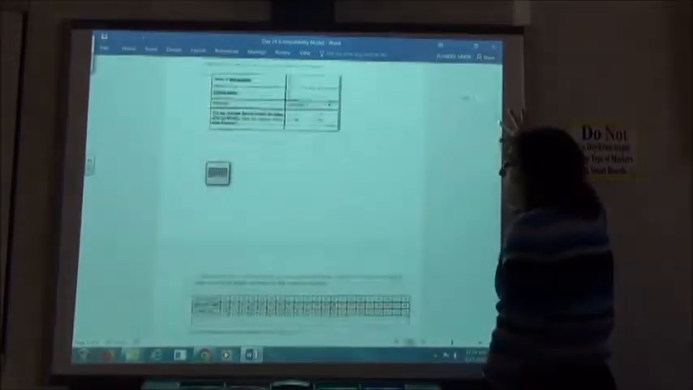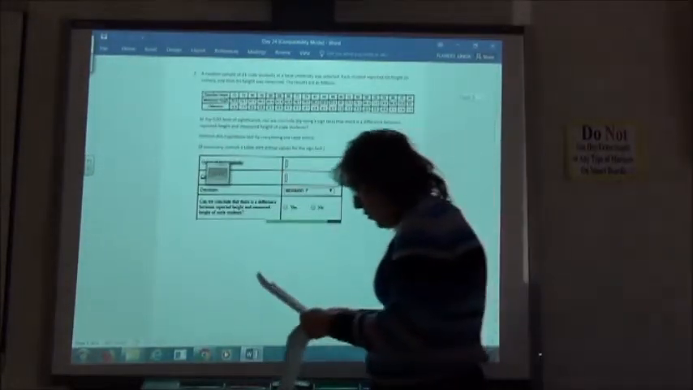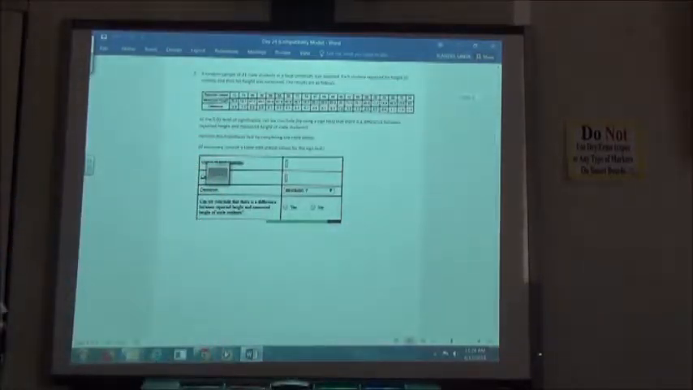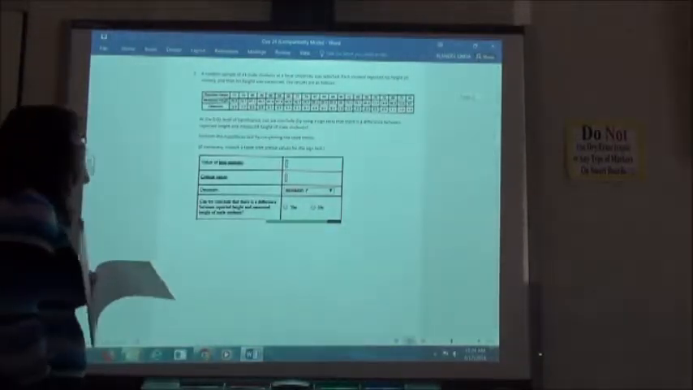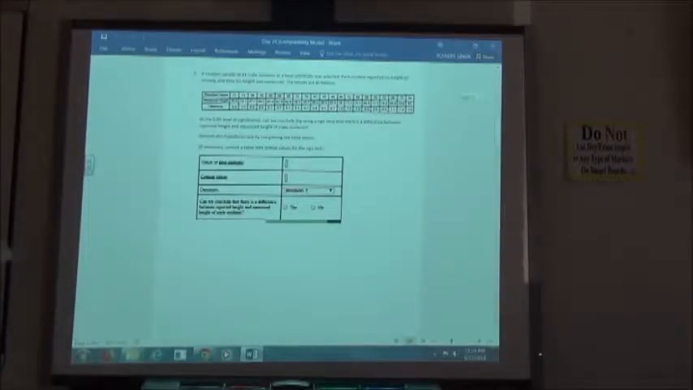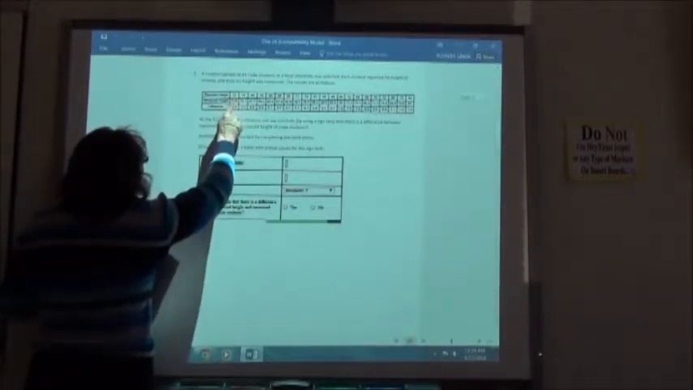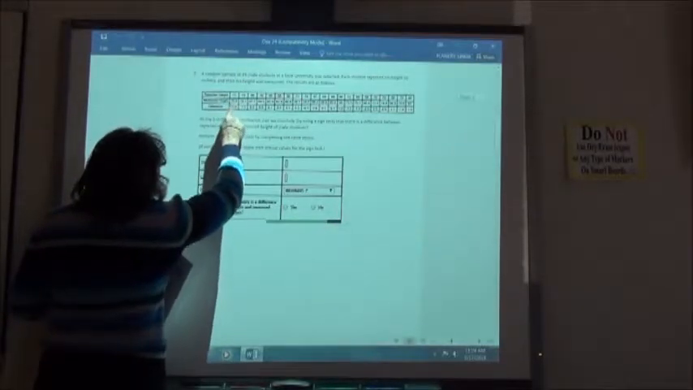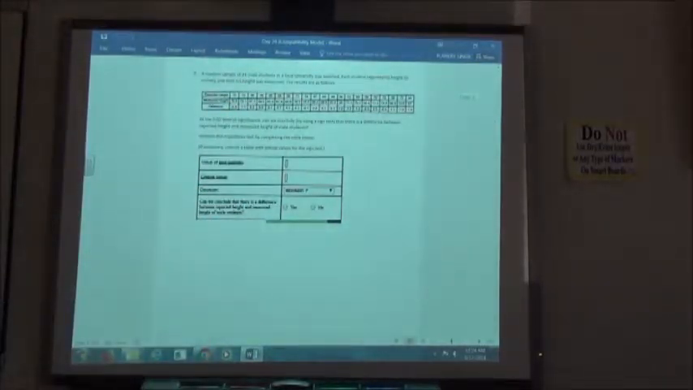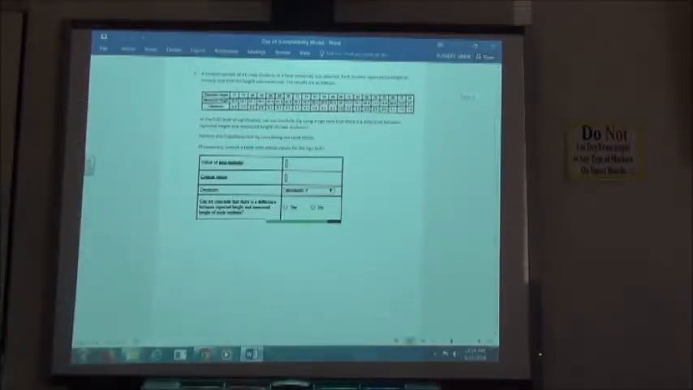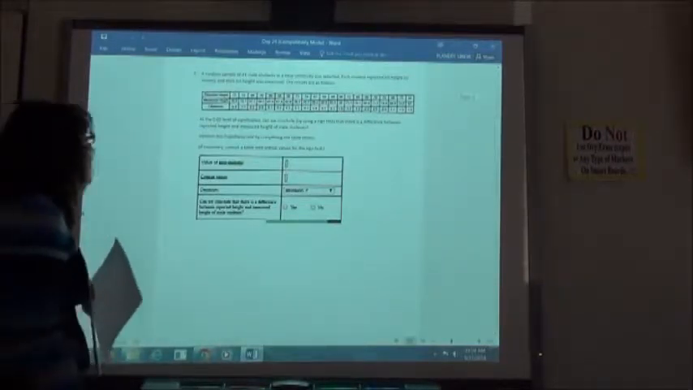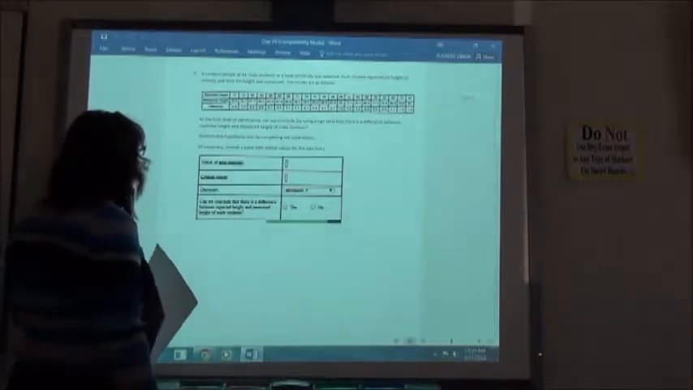So if we look at number 2 here. Number 2 says, a random sample of 21 male students at a local university was selected. Each student reported his height in inches and his height was measured. The results are as follows. So here's the reported height, here's the measured height, here's the difference in what they really reported. So we're checking to see how close they are to what they thought they were. At a 0.05 level of significance, can we conclude by using a sign test that there is a difference between the reported height and the measured height of the male students?